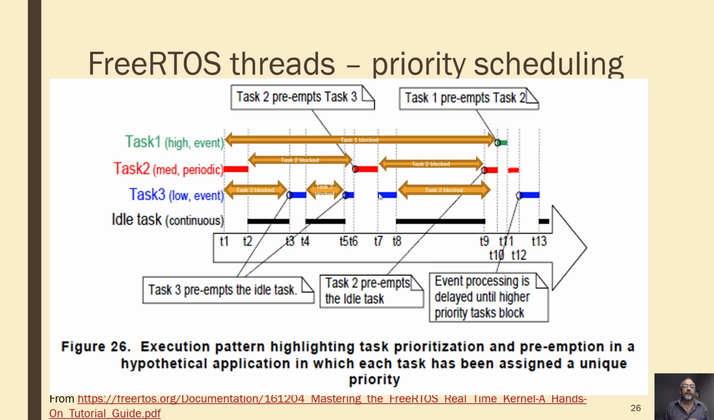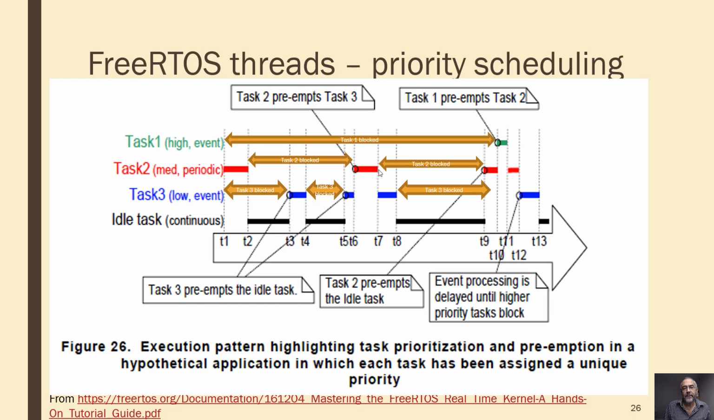It's not blocked because it still did not finish what it was doing, but it's now ready because task 2 is running, and that's because task 2 has a higher priority. So between T6 and T7, task 2 is running. It did preempt task 3. Task 3 was not finished, but it still had to wait a while until T7.